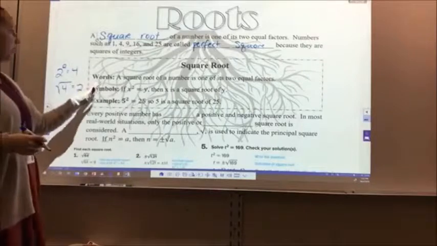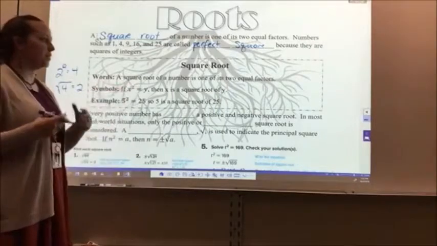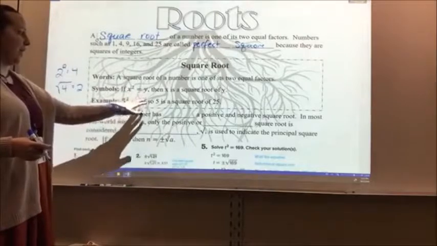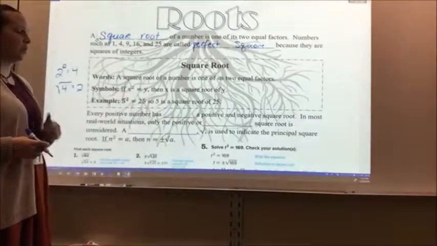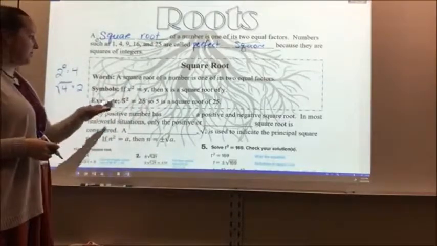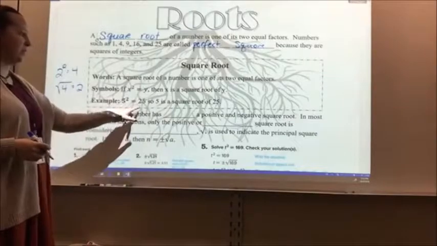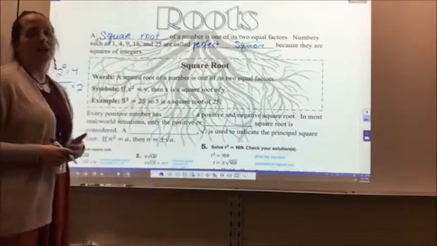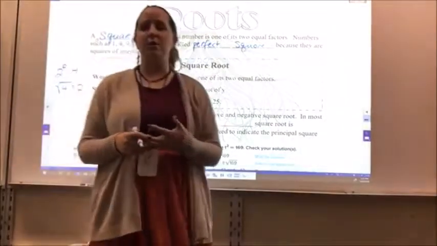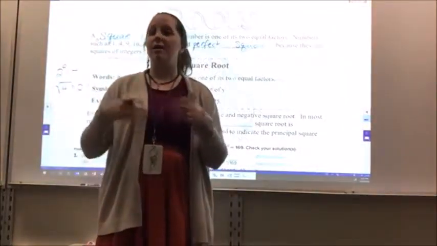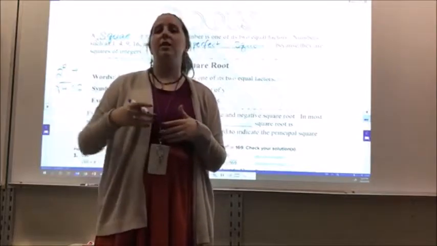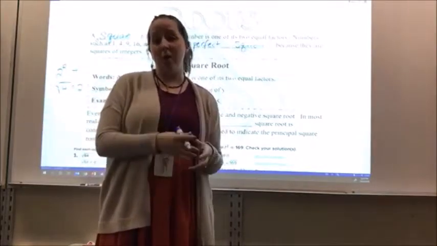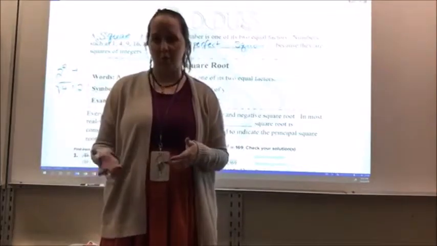Square roots. In words, a square root of a number is one of its two equal factors. If x squared equals y, then x is the square root of y. For example, 5 squared equals 25, so 5 is the square root of 25. It's just like addition and subtraction. The opposite of addition is subtraction, and the opposite of subtraction is addition. So the opposite of squaring something is taking the square root of it.